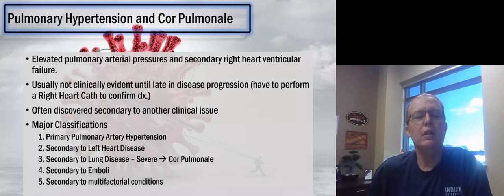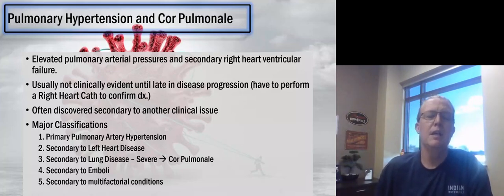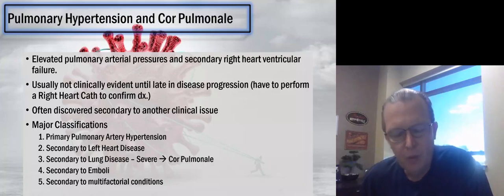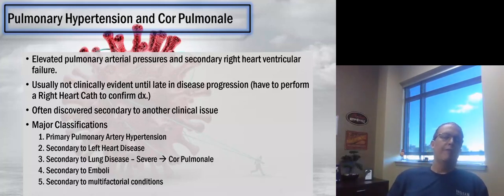There are 5 major classifications, and I have them listed here for you. Primary pulmonary artery hypertension. What primary pulmonary artery hypertension is, is elevated pulmonary artery pressures that have no other cause. So the patient doesn't have heart disease, they haven't had lung disease, they haven't had a pulmonary embolus, they haven't had a multifactorial condition such as a motor vehicle accident and a stroke and a complicated medical history. So in other words, there's no cause. That's referred to as primary pulmonary hypertension.